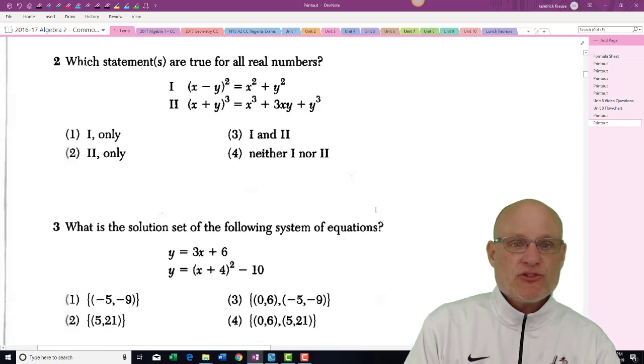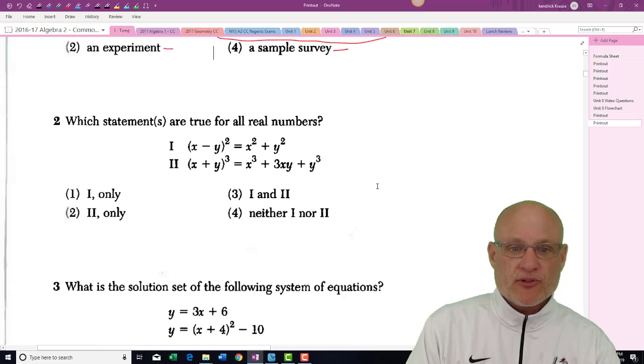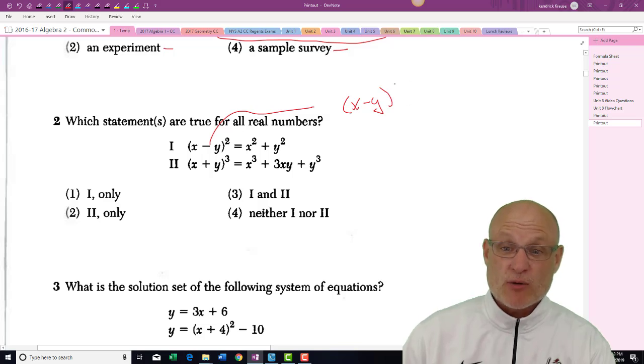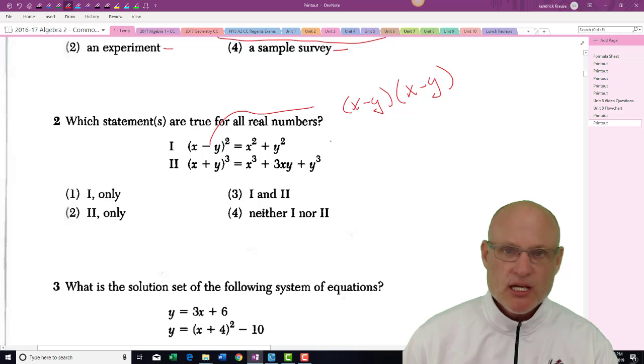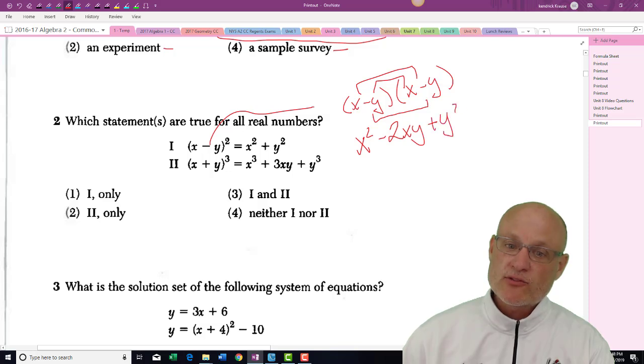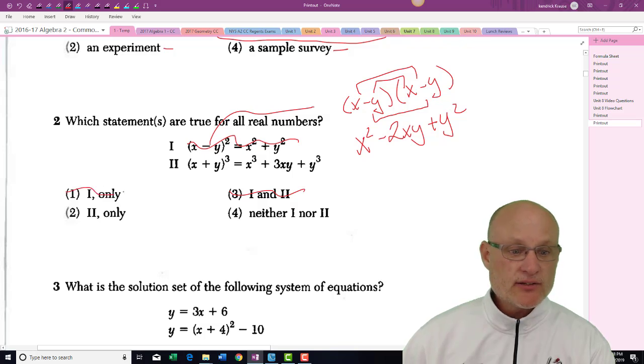All right. Which statement is true for all real numbers? If I take this and double distribute x minus y, I'm going to show you how to do it the right way, and also how to do it mathematically. It's a little time-consuming because I want to show you two different ways. This is x squared, minus xy and minus xy, so that's minus 2xy, and negative y times negative y is plus y squared. So that's out. Anything with a 1 in it has got to go.